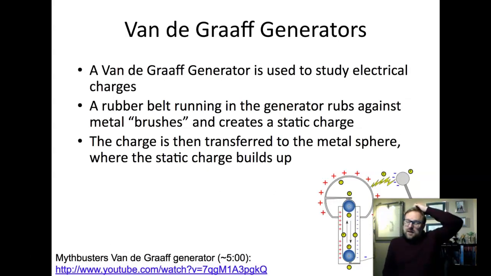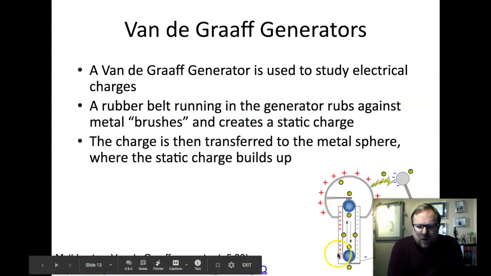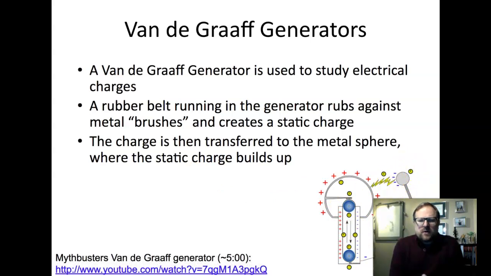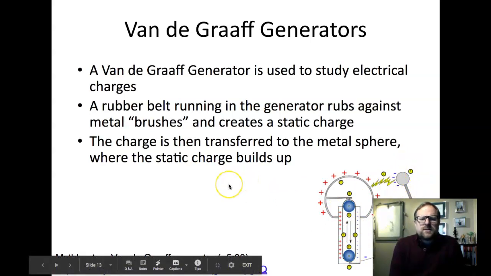One of the pieces of technology that we can actually see this happening in is something called a Van de Graaff generator, and this is used to study electrical charges. Basically, it operates by having a rubber belt running in a generator that rubs against metal brushes, and it creates a static charge. And so that's what we have going on down here. And then the static charge is transferred to a metal sphere, which is over here, once the static charge builds up.